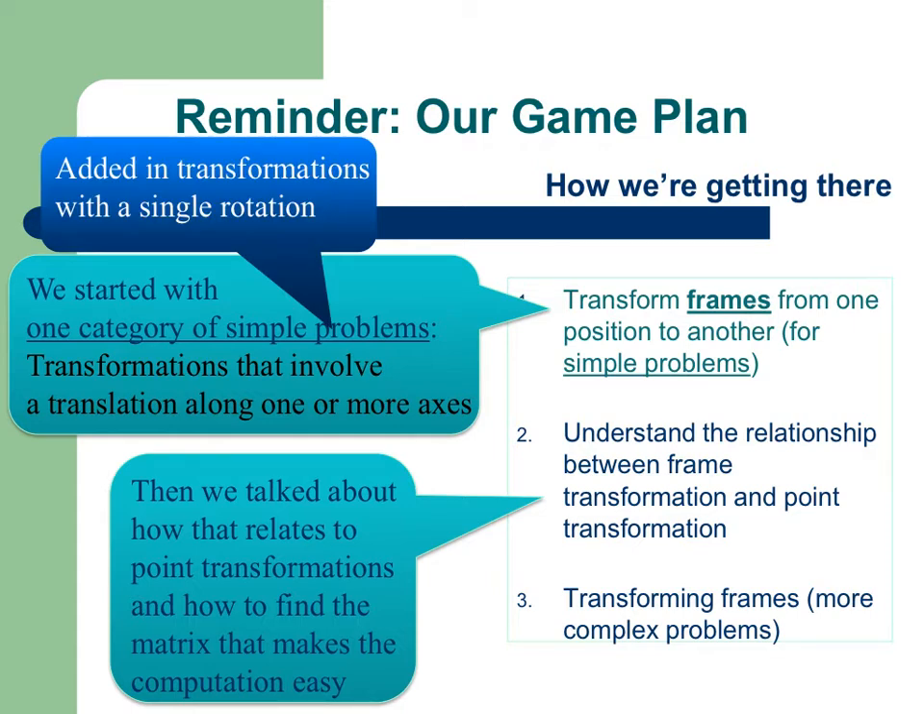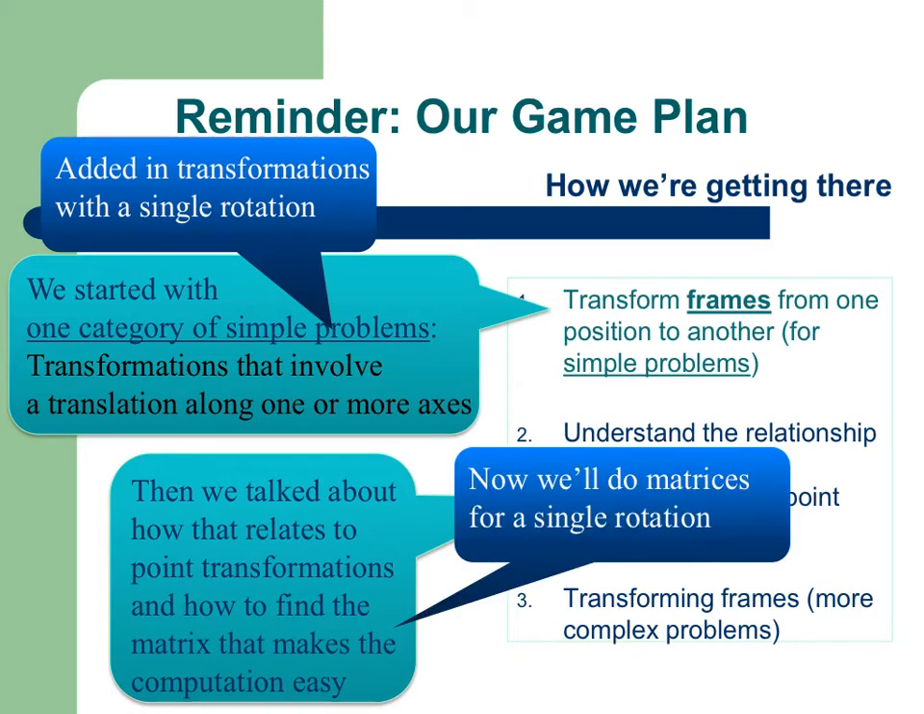At this point, we've also talked about how you do a transformation if you just have a single rotation of a frame. So no translation, but just a single rotation. And so you probably were expecting this. The next step for us is to understand what the matrix looks like if you're just doing a rotation about a single axis.